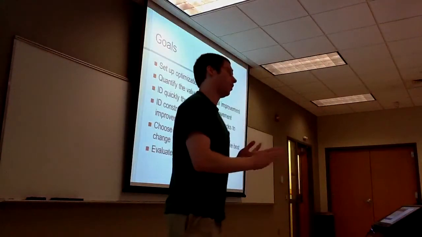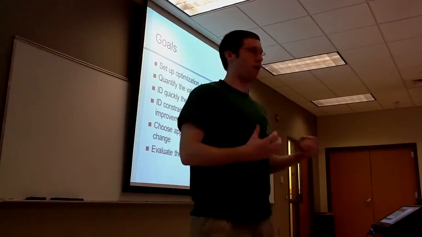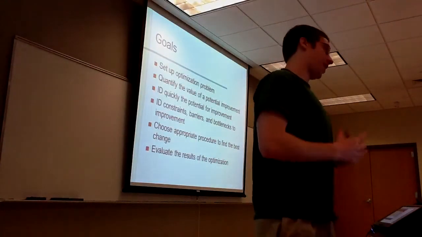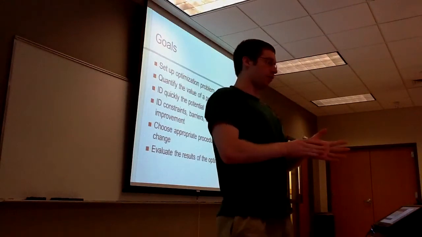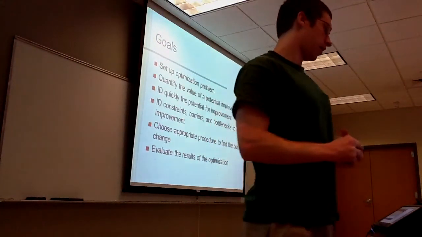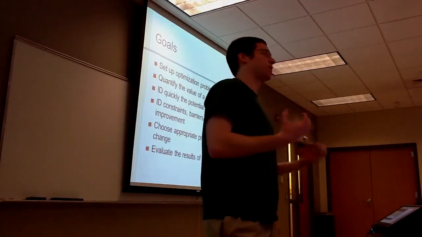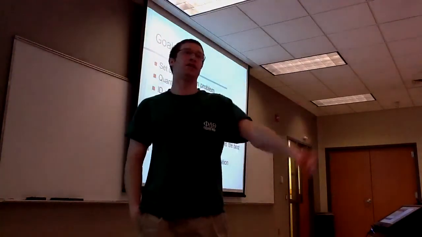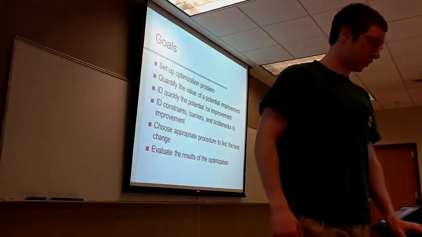Our goals of process optimization are to set up the optimization problem, and that's the problem that we're going to be trying to make ideal or optimal solutions for. Then we're going to quantify the value of potential improvement. We're going to identify quickly the potential for that improvement. We're going to identify the constraints, the barriers, the bottlenecks, and the things that are basically holding us back from that improvement. We're going to choose appropriate procedures so that we can find the best change that we can do, and then we're going to evaluate the results of this optimization process.